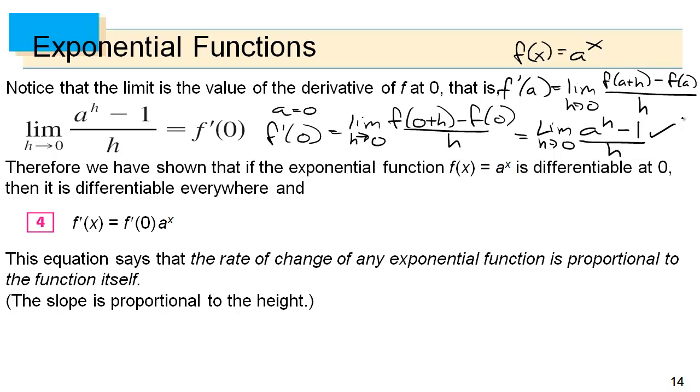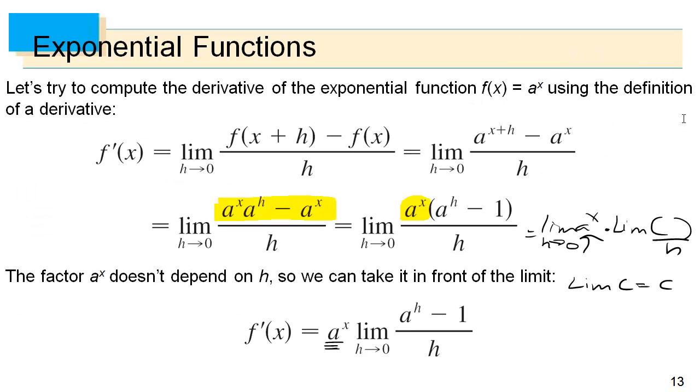So therefore we've shown that if this exponential function a to the x is differentiable at 0, then it's differentiable everywhere, and the derivative is equal to a to the x times its derivative evaluated at 0, because remember from the previous algebra, that's what we were left with, right? When we took the derivative using the definition, we were left with a to the x times this limit piece, and as we saw from the next slide, this thing here ends up equaling the derivative evaluated at 0.